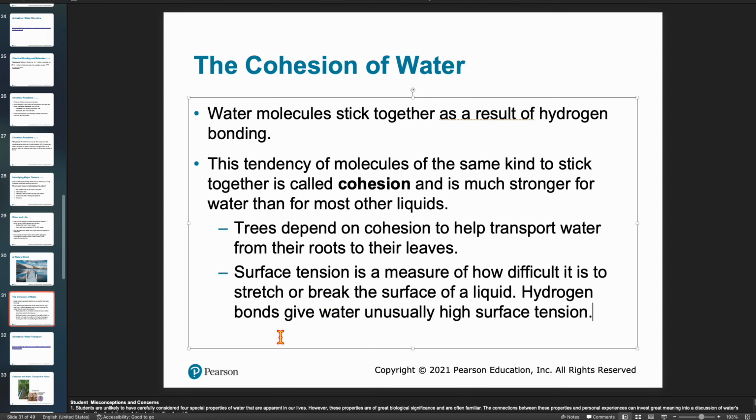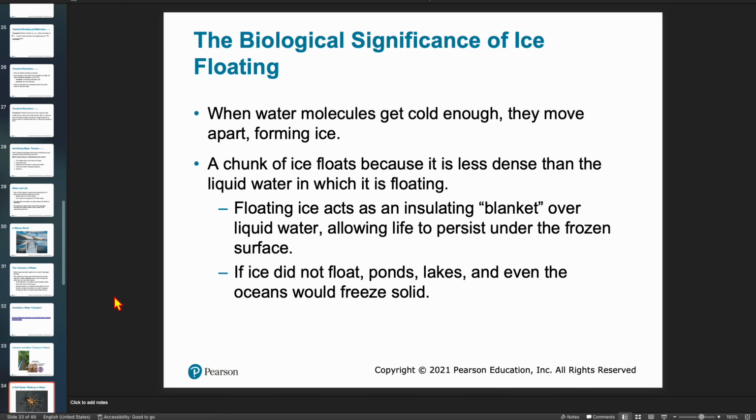Okay, the next property of water you need to know about is that water acts as a lubricant. Your joints, for example, have water because you need water as a lubricant in your body. Okay, so these are properties of water. Moving on.